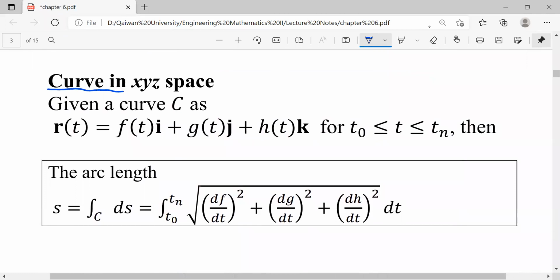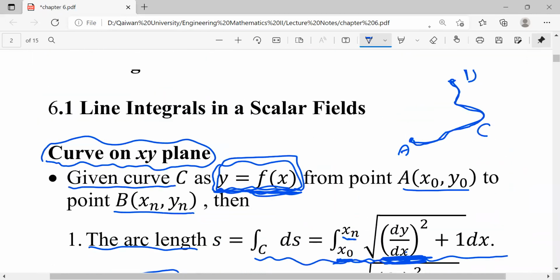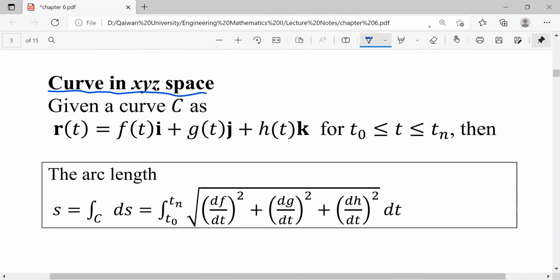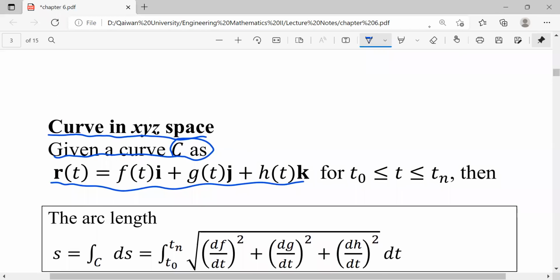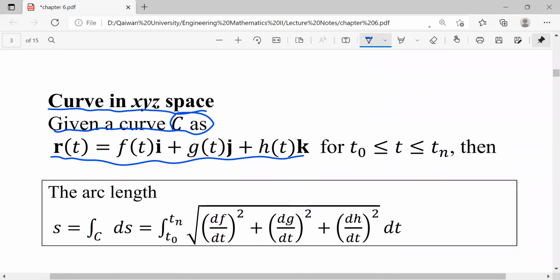We now have a curve in xyz space. In the above one, we talked about a curve on the xy plane. We now have a curve in xyz space. Say, given a curve C, this is the curve C. It is a vector valued function. R of t equals f of t i plus g of t j plus h of t k. Here, t is between t naught and tn. So these two, t naught and tn, become the lower and upper limits of the integration.